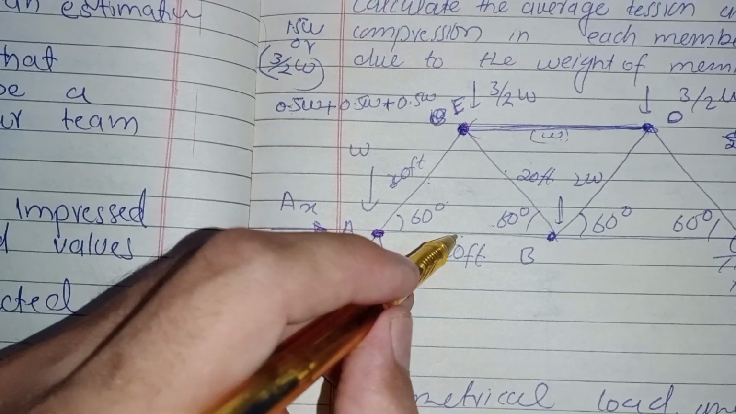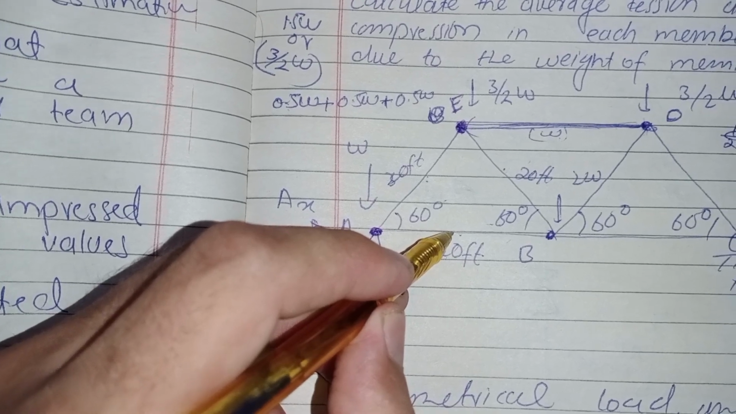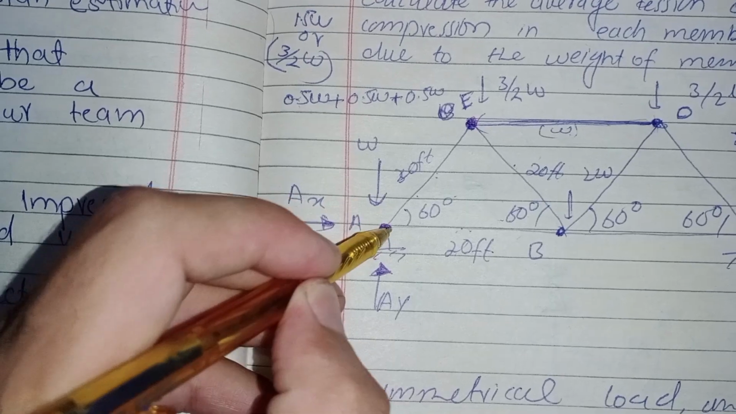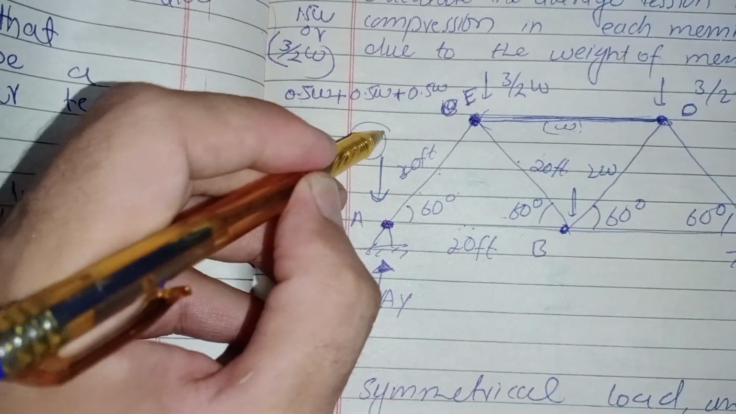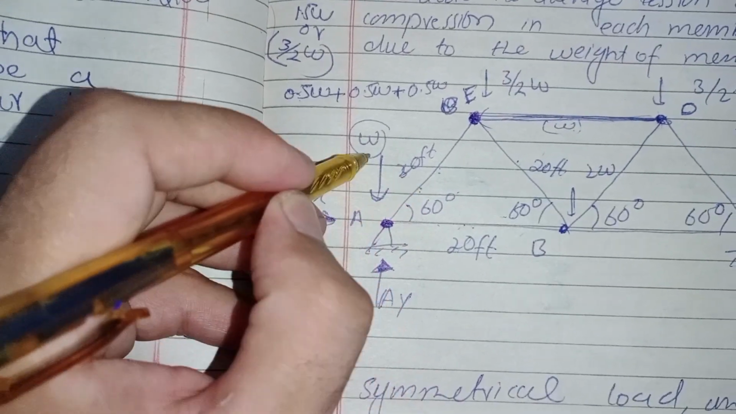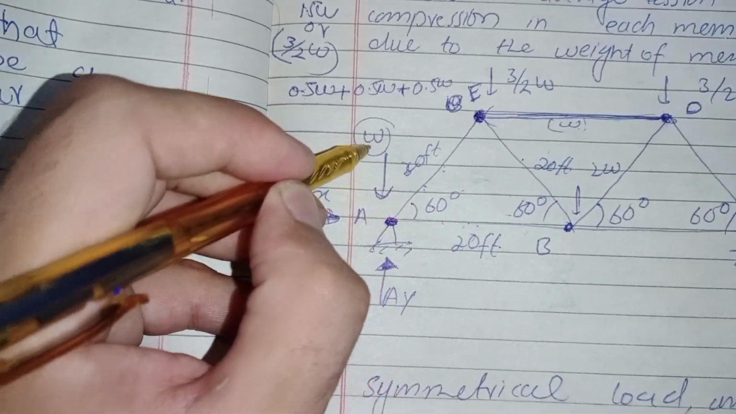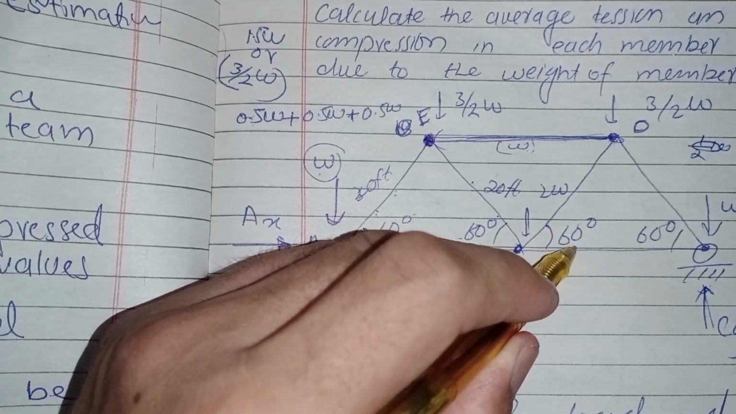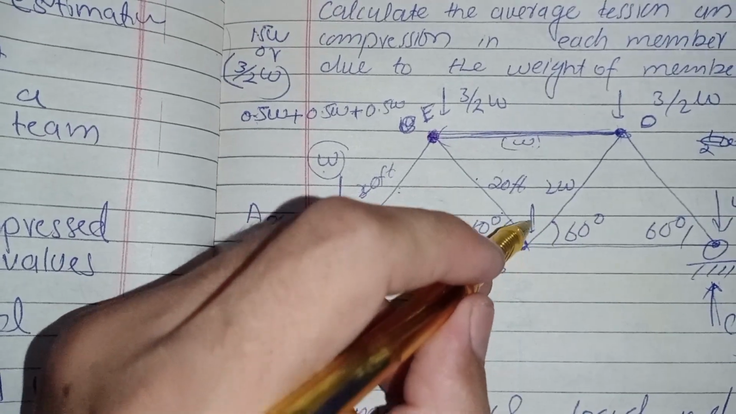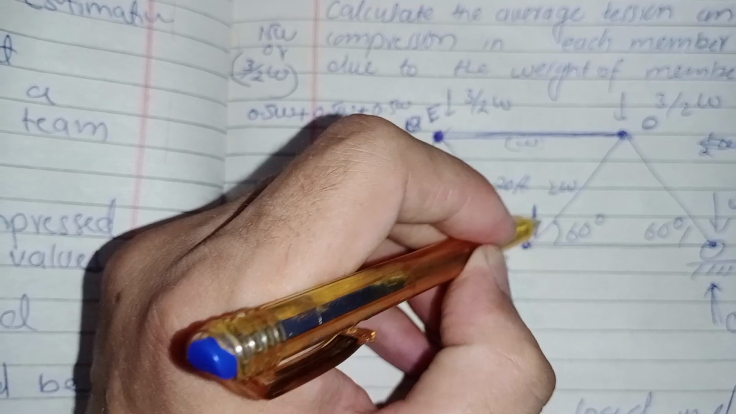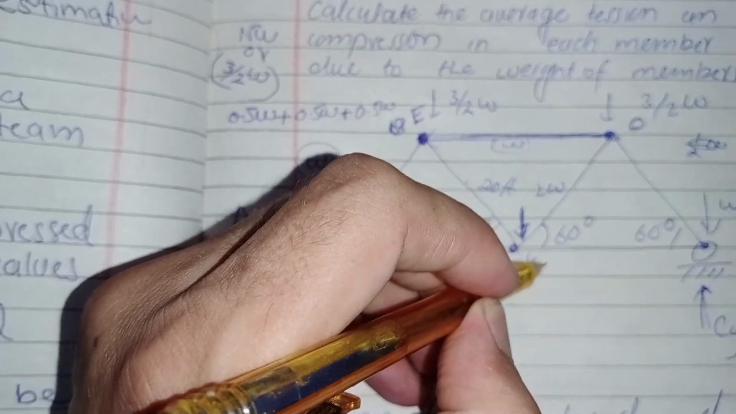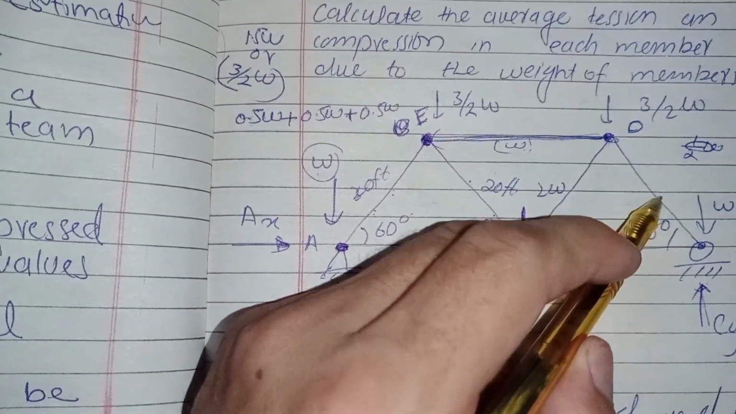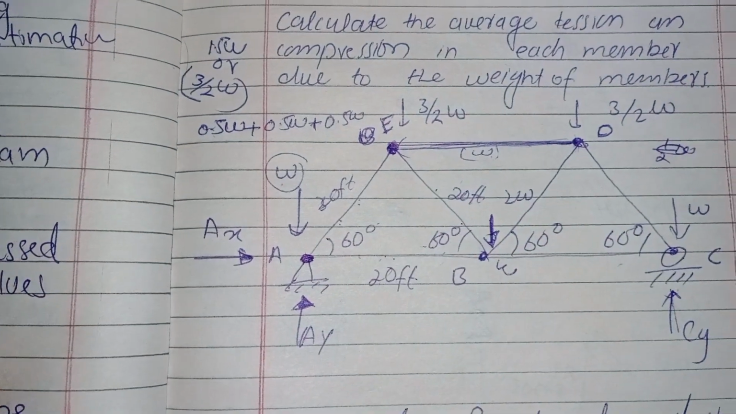As I calculated the weight on this joint, similarly for this joint we follow the same procedure: half the weight of this member and half the weight of this member. The total weight on this joint will be W: 0.5 W plus 0.5 W equals W. On this joint, 0.5 W four times, 4 into 0.5 W equals 2 W. The weight on this joint will be 2 W. And the weight on this joint will also be only W, 0.5 W plus 0.5 W.